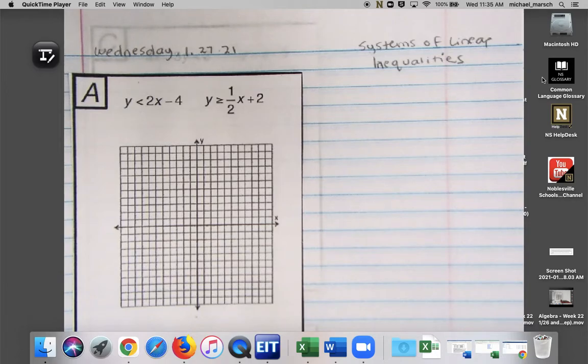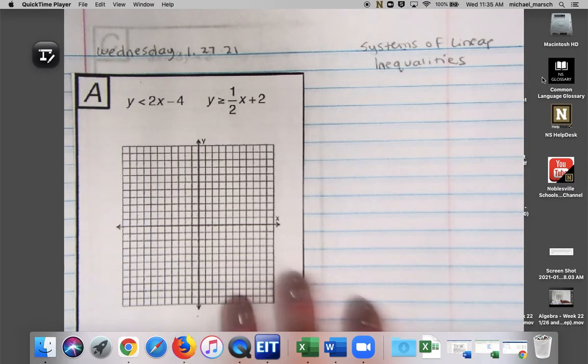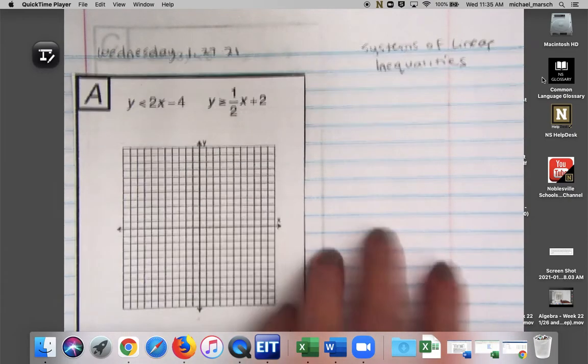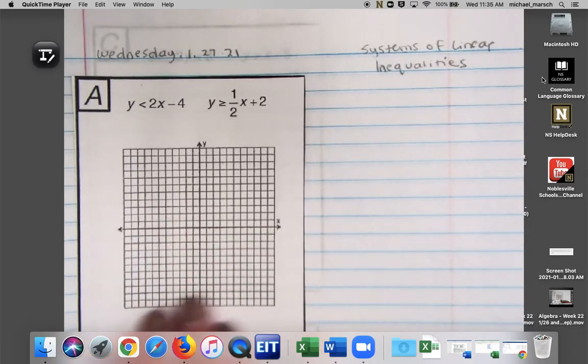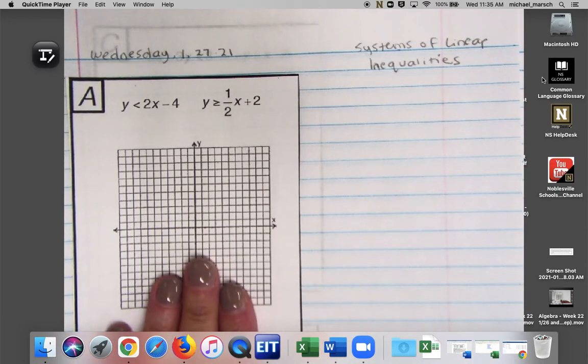Okay. All right, so our goal today is to come up with strategies, pretty easy, straightforward strategies for graphing the two lines, shading correctly, and identifying the overlapped parts, right?